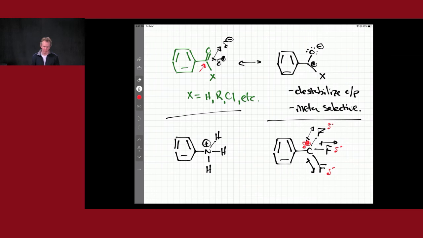And this too is going to basically serve the same purpose as having this positive charge directly attached to the benzene ring. So in both cases, this should be deactivating and meta-directing. Okay. All right, we've got one more class of substituents to go through, and then we will be done.